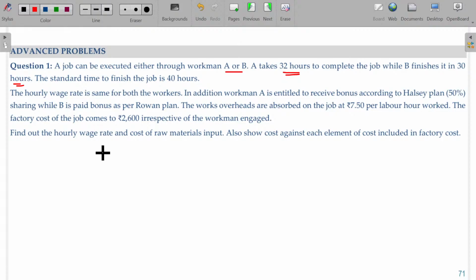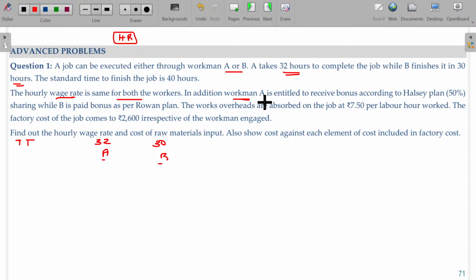So, 2 workers are there, A and B. Time taken being 32 hours and 30 hours. The hourly wage rate is the same for both the workers. Hourly rate is the same for A and B, but I am not aware of what the hourly rate is.